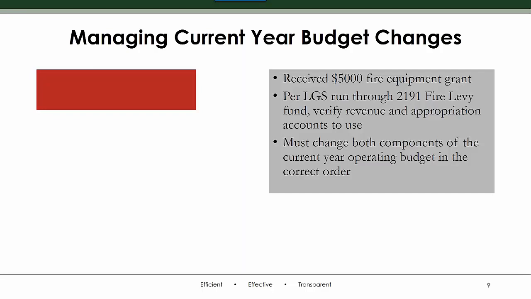So when the application is going through, that's when you need to figure out, where would I put this? And then you've already got it. So I know that I'm going to need to change both components of my current year operating budget, because I have to certify the grant revenue and we have to appropriate for spending and purchase order, right?